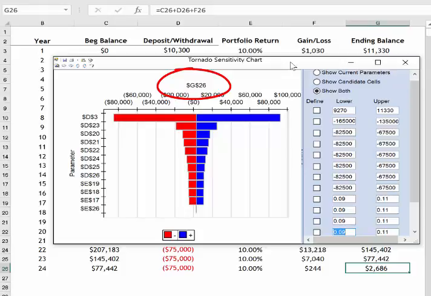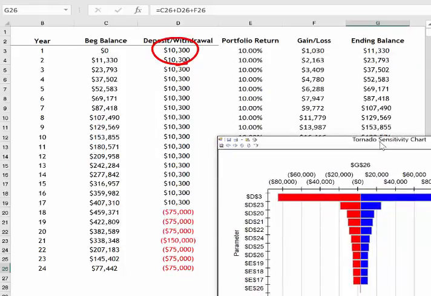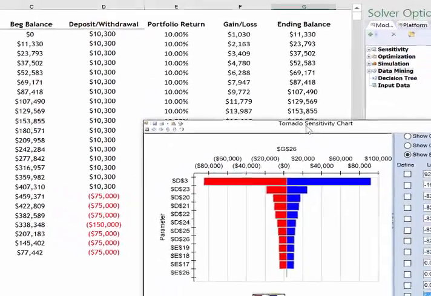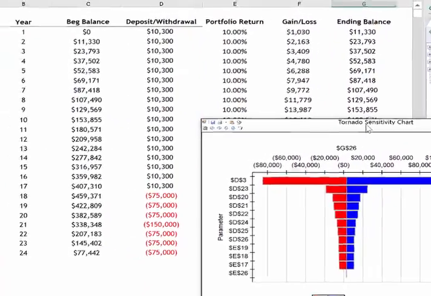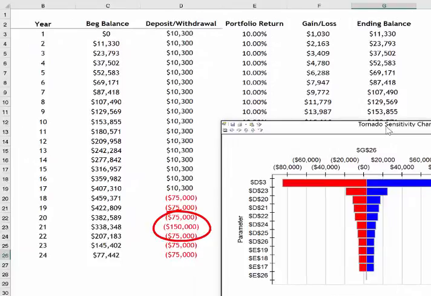This chart shows us, at a glance, that the cell in which we are interested, cell G26, is most sensitive to changes in the value of cell D3. Now if I pull this down a little, that cell D3 controls the amount of deposit for years 1 through 17. It is next most sensitive to the value of cell D23. Now if we look at cell D23, we find that that is the largest withdrawal we're going to make. And recall that that withdrawal is large because the oldest child will be finishing his senior year in college and the youngest child will be attending his first year. So we will have to make a double payment of $75,000, one for each child.